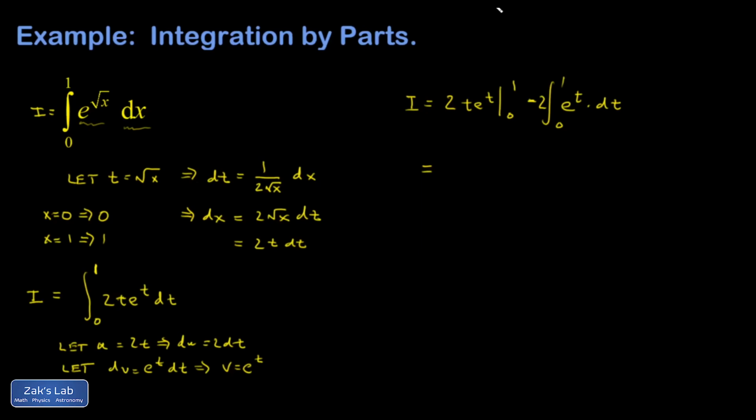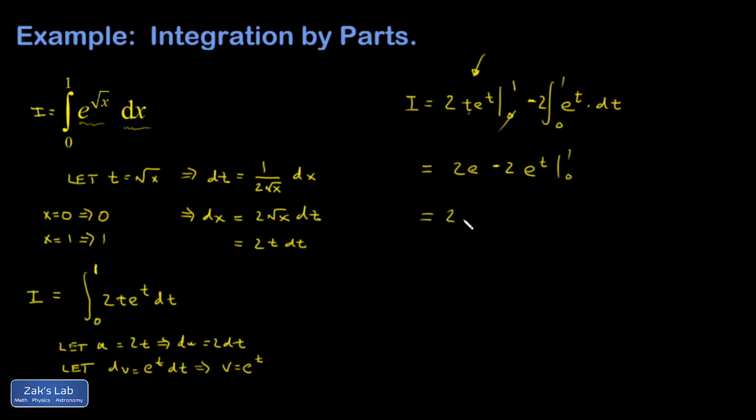So then I'm just going to evaluate the uv piece as I go, and I'm looking for things that simplify. So when I put in the lower limit, that's 0, because multiplying by 0 here makes anything 0. So I don't have to worry about that. Plug in the upper limit, and I get 2 times 1 times e to the 1. So this is 2e. Then I have to do this leftover integral, and the integral of e to the t is just e to the t, evaluated from 0 to 1.